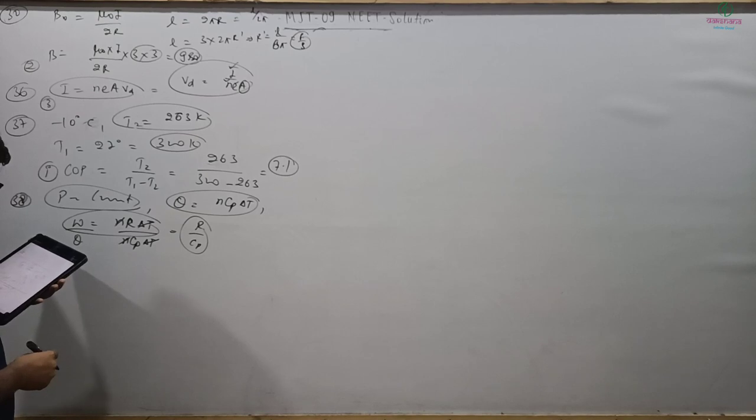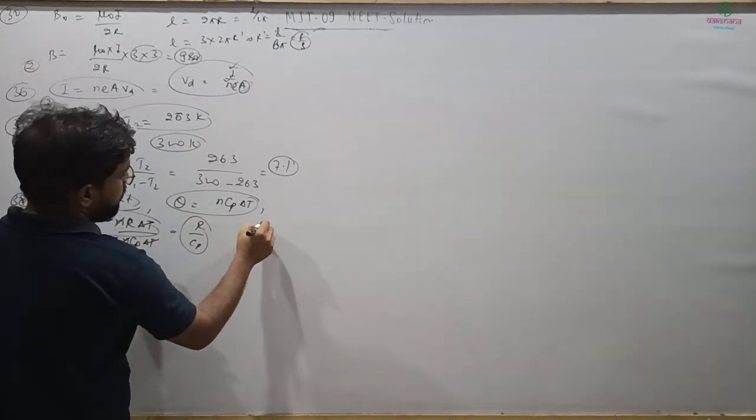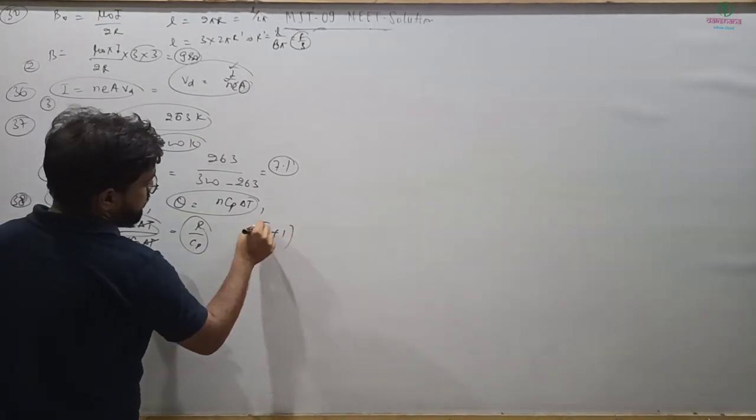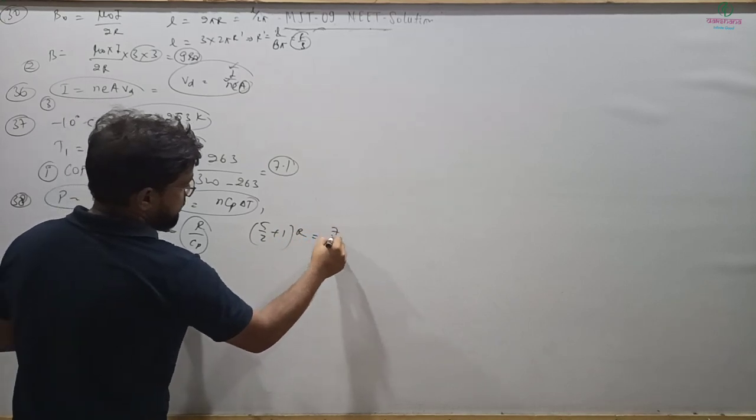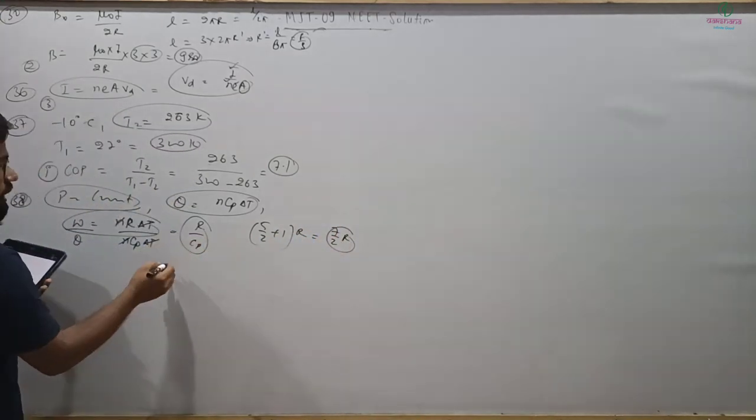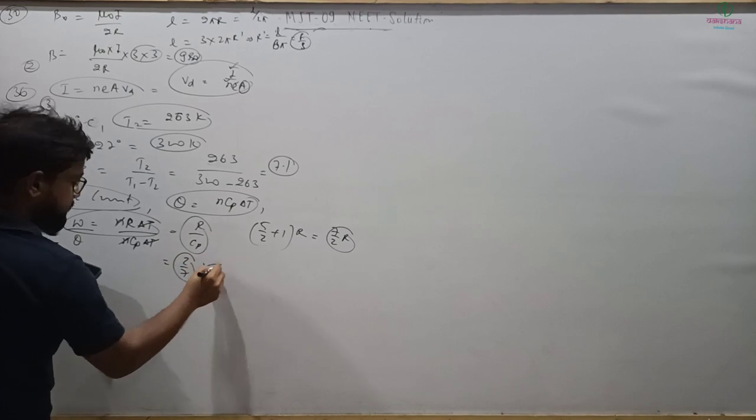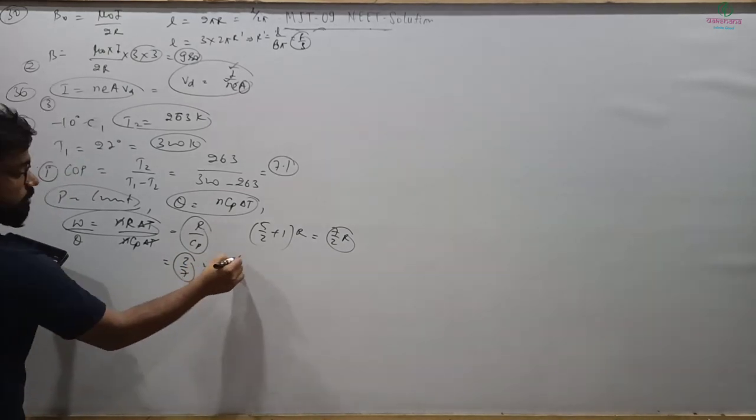And what is a diatomic gas? So Cp is equal to 5 by 2 plus 1 into R, that's basically 7 by 2 R. Substituting it here, we have 2 by 7 as the ratio. That's matching the answer.